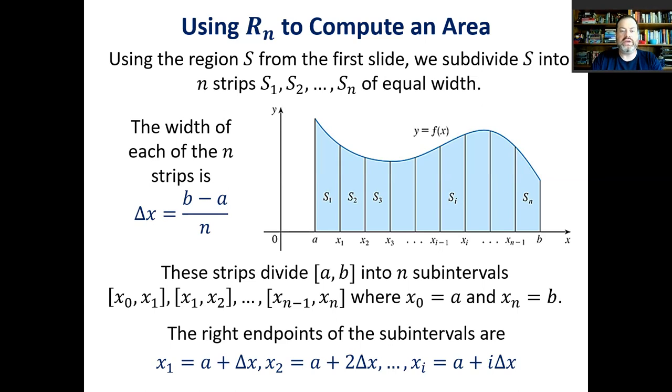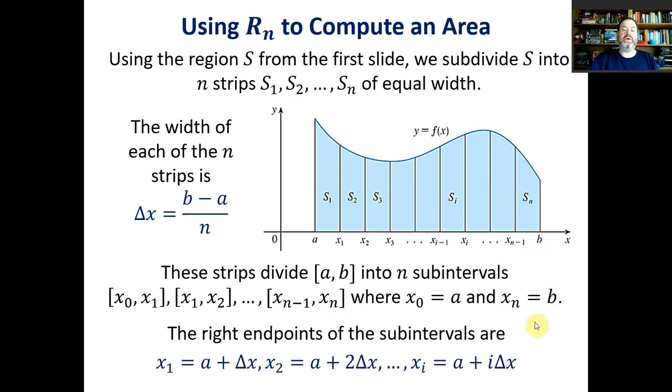So these strips divide the interval a, b into n subintervals. And they're listed below: x0 to x1, x1 to x2, and so on, up to xn minus 1 to xn. We're calling x0 just a. It doesn't matter which one you call it. We're just saying that the left endpoint of the first subinterval is also the left endpoint of our interval. And xn is b, so the right endpoint of the last subinterval is also the right endpoint of the entire interval.